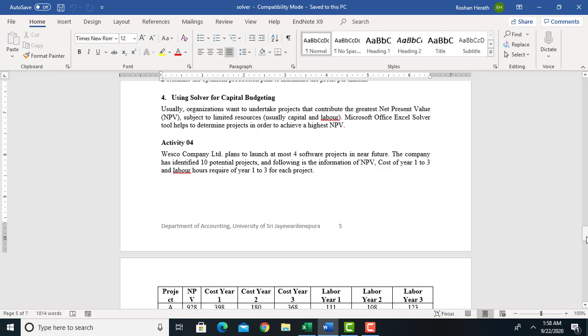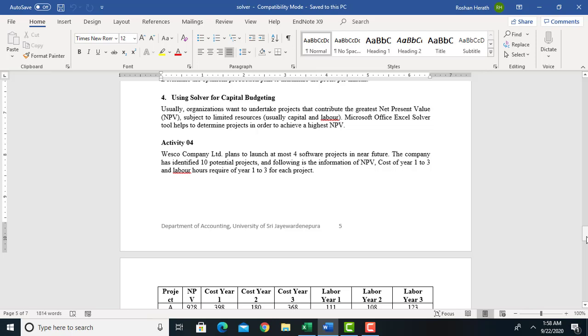You are given several projects. So you are in search of investment opportunities, and therefore you have come up with several investment opportunities. But the problem is you cannot accept all the viable projects because you do not have enough resources to undertake them. You do not have adequate financial capital as well as labor resources. Those would be the two common limiting factors when it comes to capital budgeting.